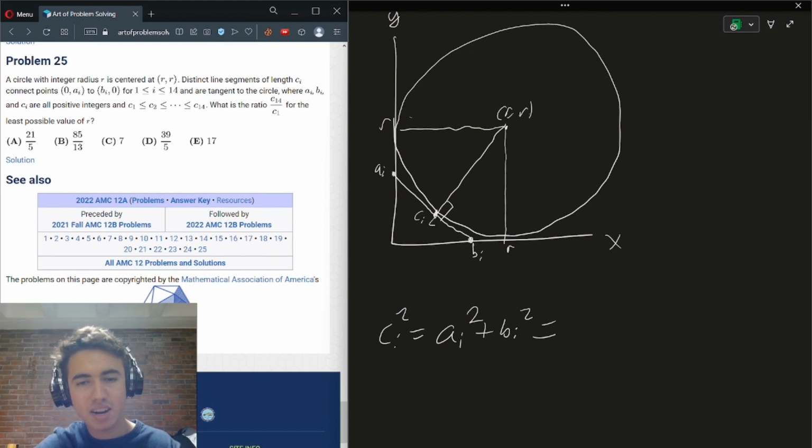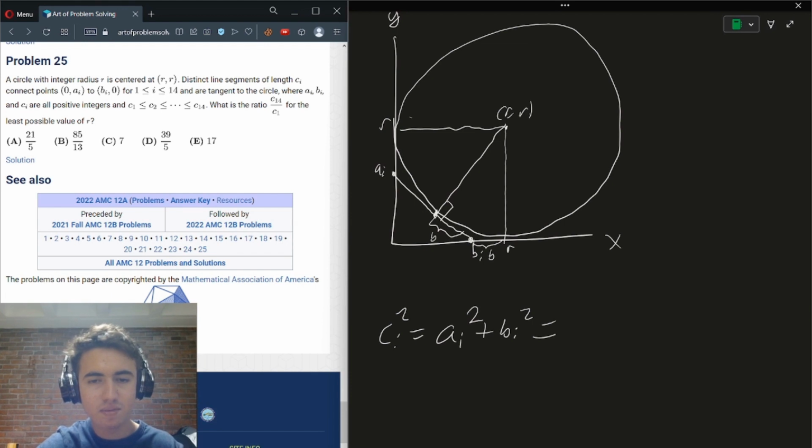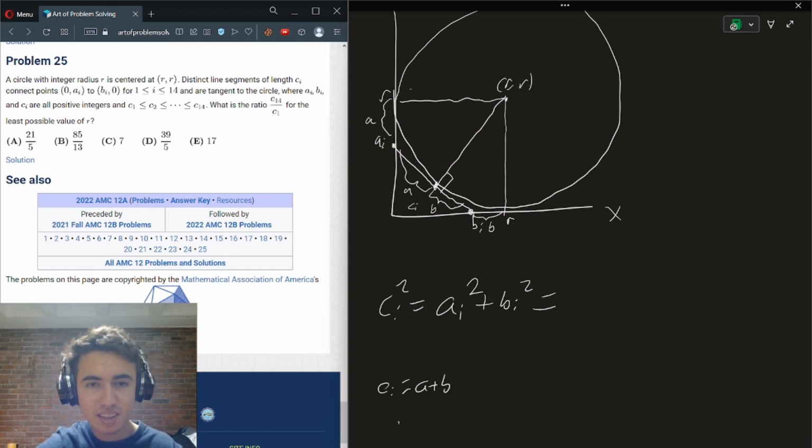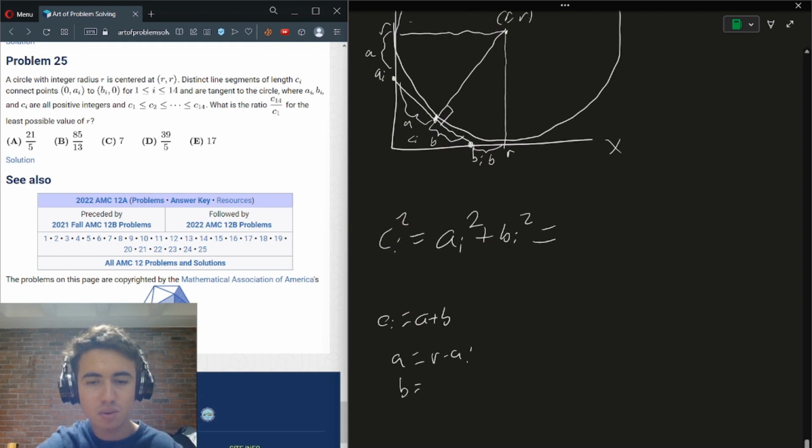we know that this length right here, let's denote this b, is equal to this length right here. And then this length right here, let's note that a is also equal to this length, a. So we're saying that ci is equal to a plus b, but we're also saying that a is equal to r minus ai, and b is equal to r minus bi. So this is equal to 2r minus ai minus bi.